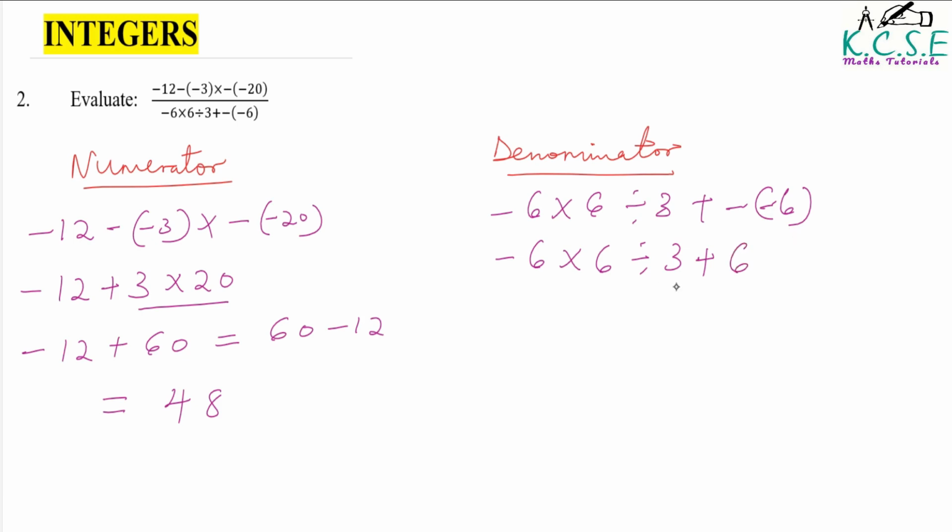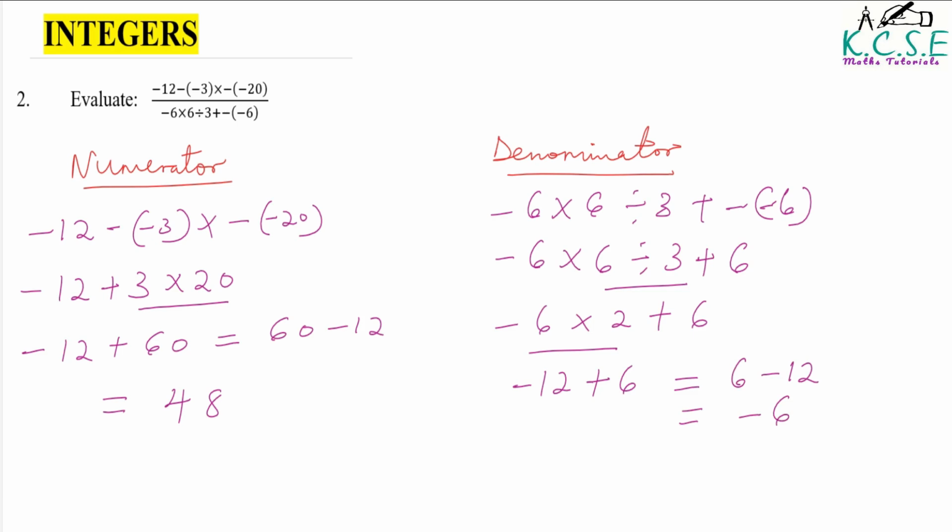Now that we have various operations here, addition and multiplication, we go by the rule of BODMAS. We start by division. Division comes first. So you have negative 6 times 6 divided by 3, you get 2, then plus 6. We remain with addition and multiplication. Multiplication should come first. Therefore, we have negative 6 times 2 is negative 12 and plus 6. Negative 12 plus 6 is the same as 6 minus 12, which gives negative 6.